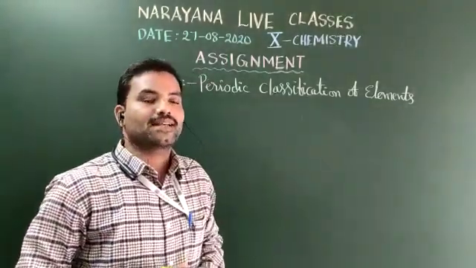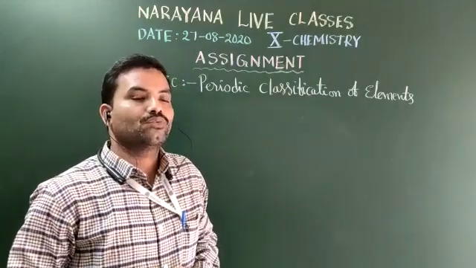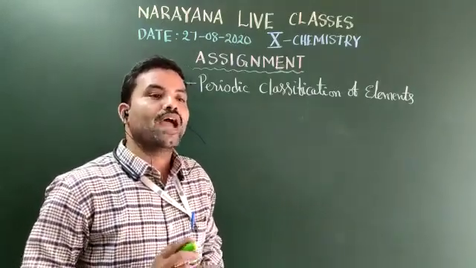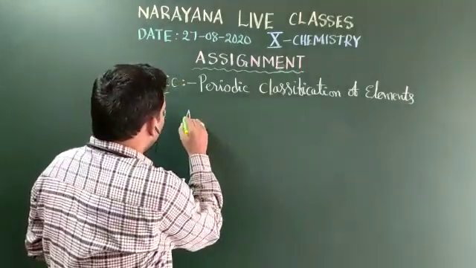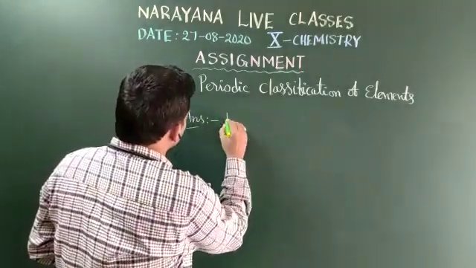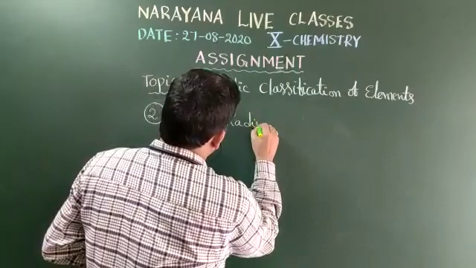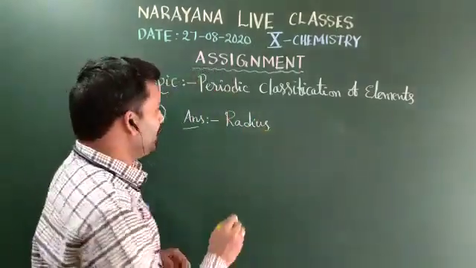The term atomic size refers to the dash of an atom, and we have to determine the atomic size. We have to measure the radius of an atom, and the answer for this question is radius.